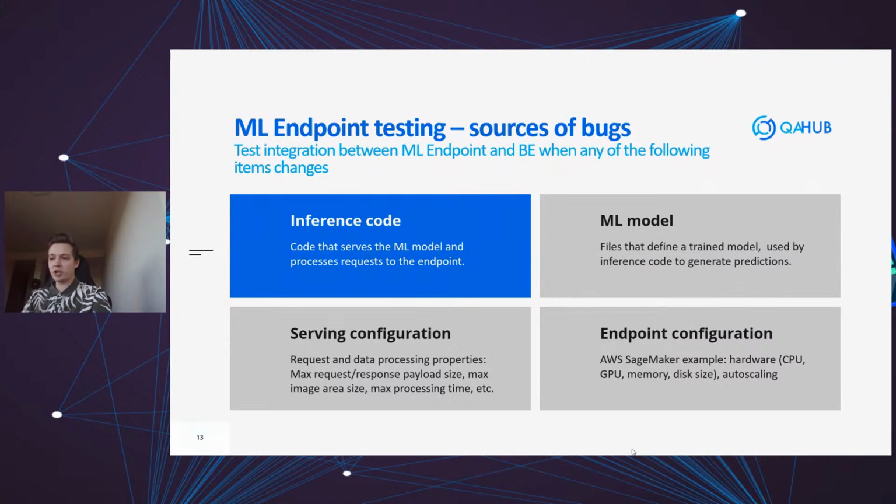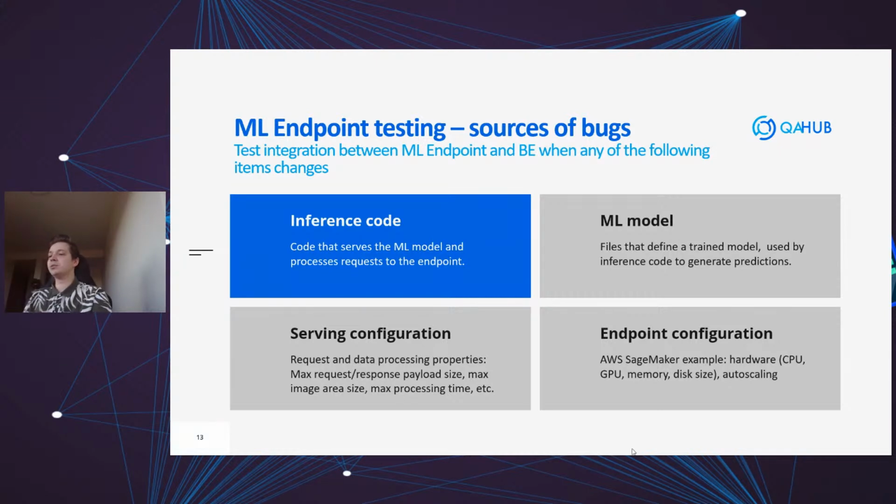When testing integration of the ML endpoint with the backend, we should keep in mind that there are multiple artifacts that actually define the ML endpoint, and each of them could be the source of bugs. Also, if any of the following items changes, we should perform testing. And the contact person about any of these items is your ML engineer. Firstly, we have our inference code or serving code. This is the code that is deployed on the ML endpoint. It serves the ML model, processes requests, and returns predictions generated by the model. And of course, as any code, this is a source of bugs.